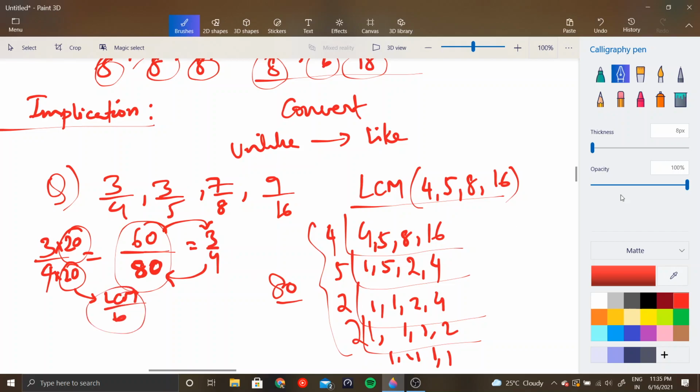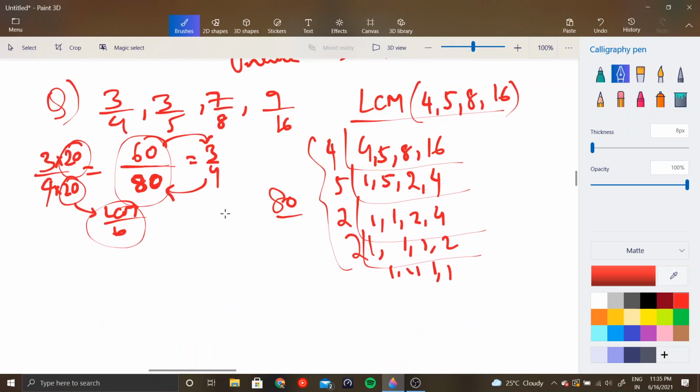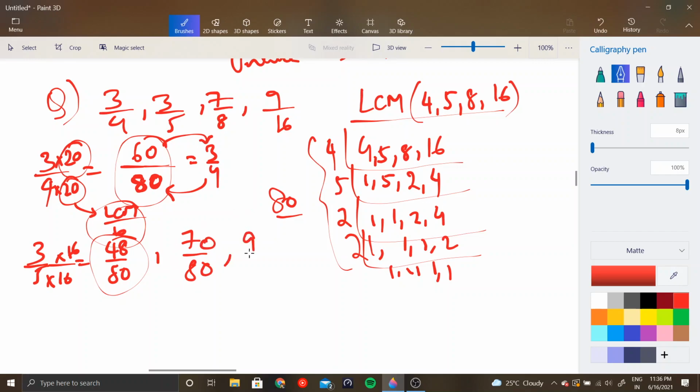Okay, yeah. So similarly let us convert 3 by 5. 3 by 5, in order to make the denominator 80, you need to multiply the fraction by 16. So this becomes 48 by 80. Similarly 7 by 8, this is fairly simple. This can be written as 70 by 80. And 9 by 16, so 16 into 5, so 9 into 5. So that is basically 45 by 80.